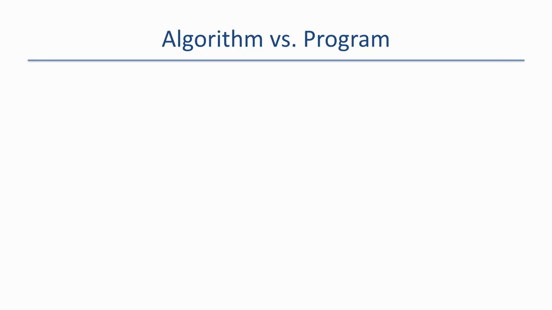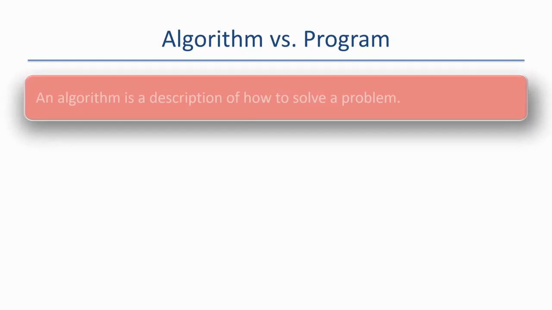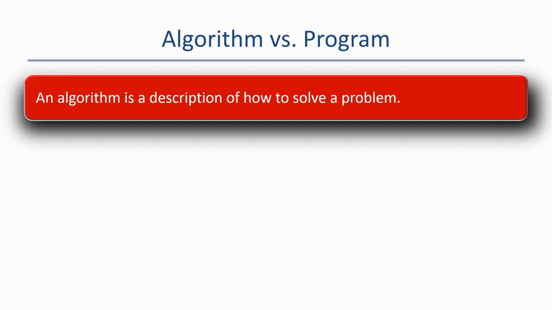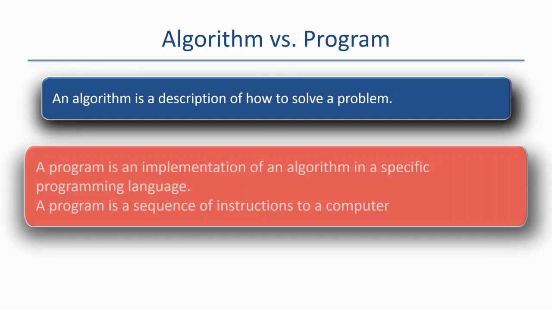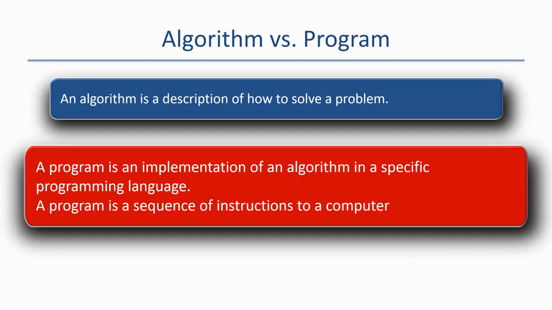Now, what is the difference between an algorithm and a program? Again, an algorithm is a description of how to solve a problem, but a program is an implementation of an algorithm in a specific programming language. Or you can say a program is a sequence of instructions to a computer. So you can take an algorithm and write a program for it in Python language, or you can take the same algorithm and write a program for it in C language or Java language or any other computer language that you know.